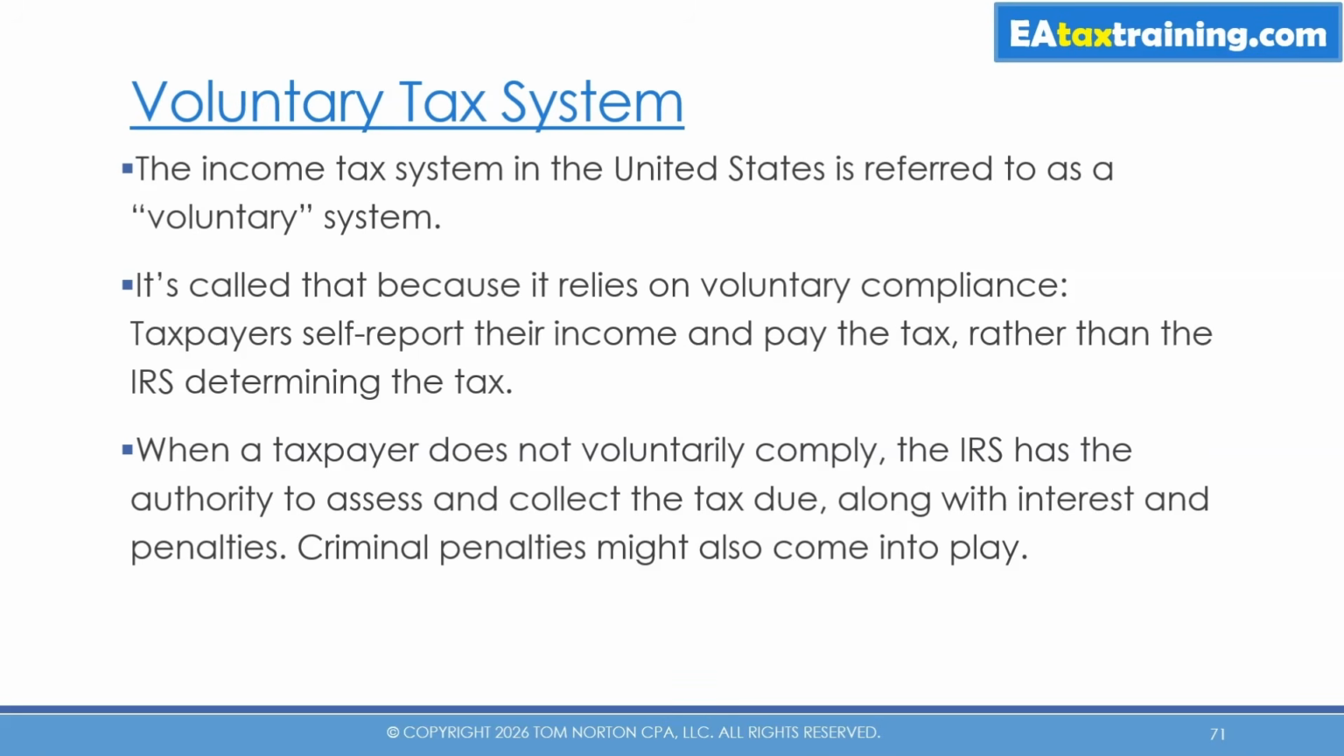Voluntary tax system. You may hear that the income tax system in the United States is called a voluntary system. And you might be thinking, doesn't seem too voluntary to me. So what do we mean when we say it is a voluntary system? It's called that because it relies on voluntary compliance. Taxpayers self-report their income and pay the tax rather than the IRS determining the tax and just taking the money. So you fill out your tax return and you send in the amount that you owe. So it is considered voluntary.